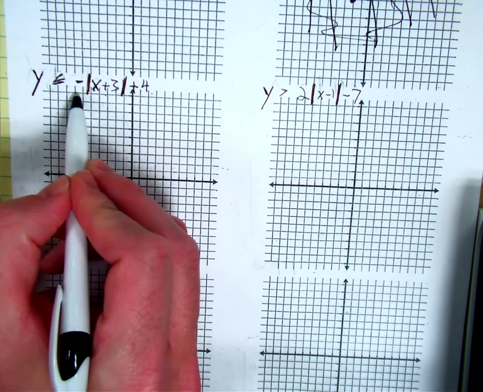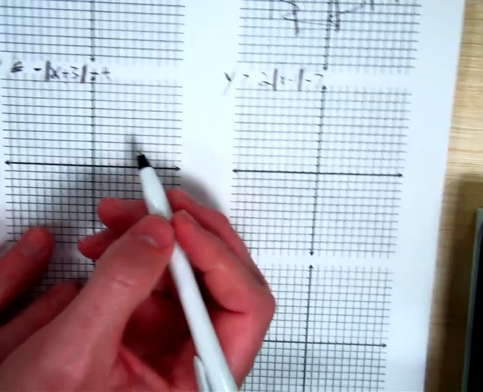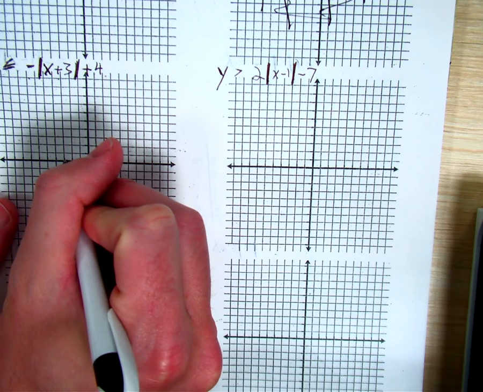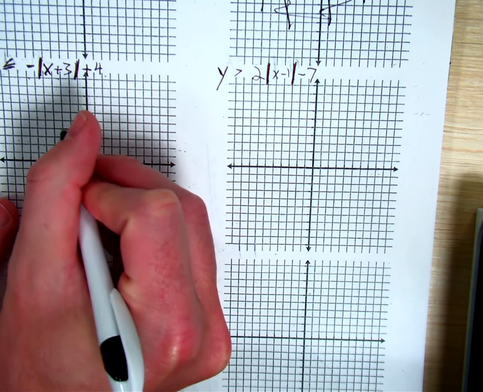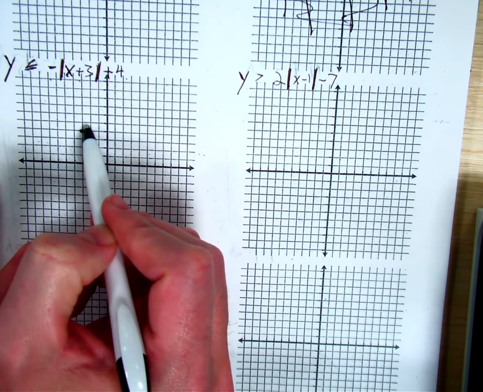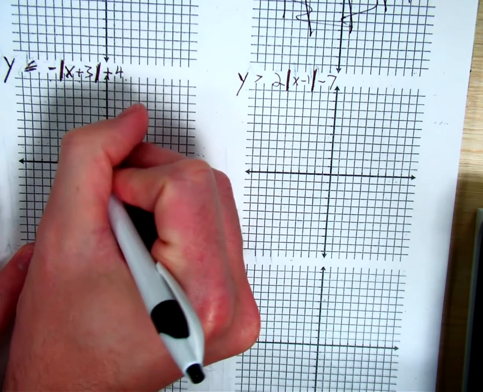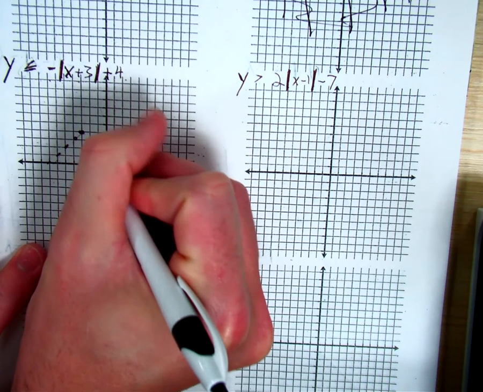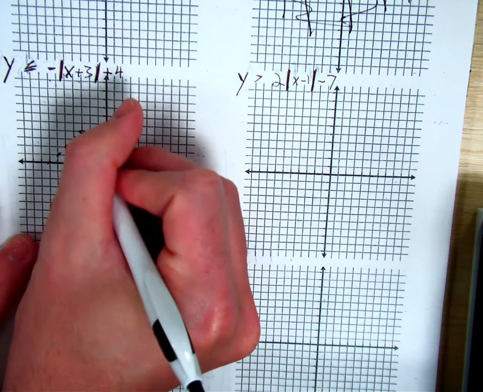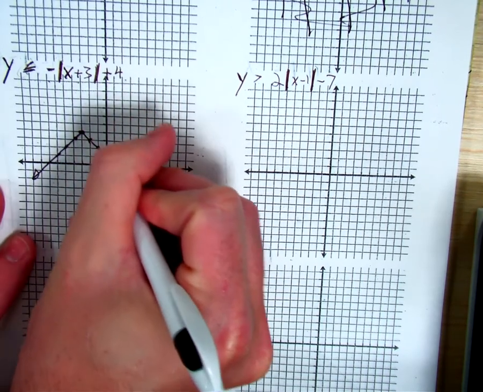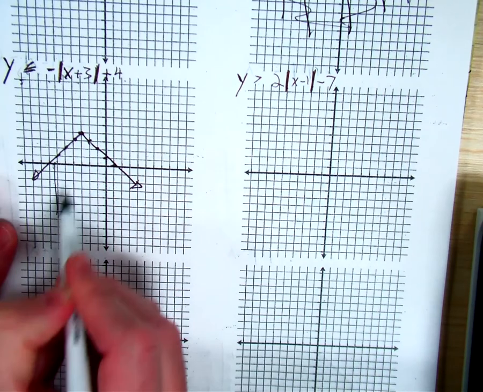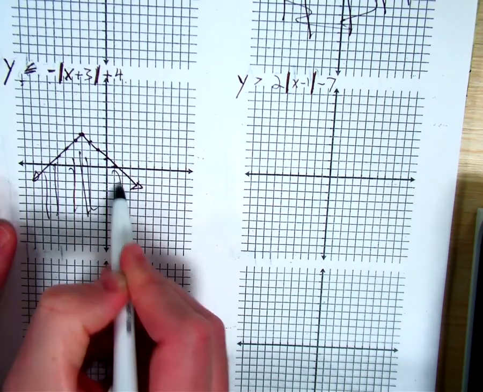This is just a negative, but it is still going to flip it. So plus 3 on the inside moves it 1, 2, 3 to the left. A plus 4 on the outside moves it 1, 2, 3, 4 up. Negative means I'm going to be going down instead of up. Less than or equal to, solid lines. And less than to me says shade down. So it's going to be under, and it's actually inside the V.